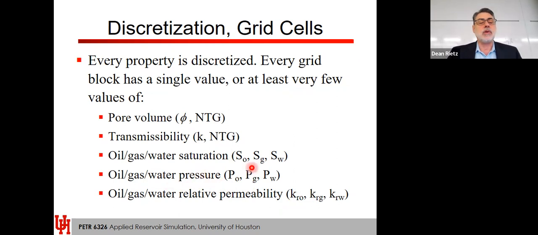The oil, water, and gas saturations, the oil, water, and gas pressures. And as you know, we could have different pressures for oil, water, and gas because of capillary pressure, right? And then oil, water, and gas relative permeability. Here's where I would put a little asterisk, because it would make sense to have one value of relative permeability, but in our model we could actually have directional permeability, and we might be able to have flow in one direction easier than flow in another direction.